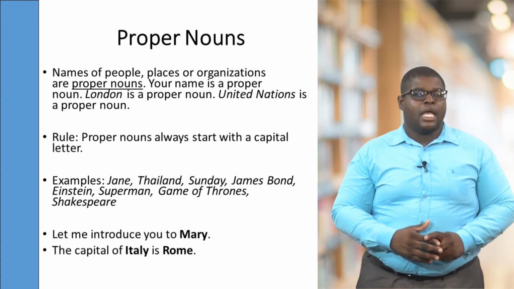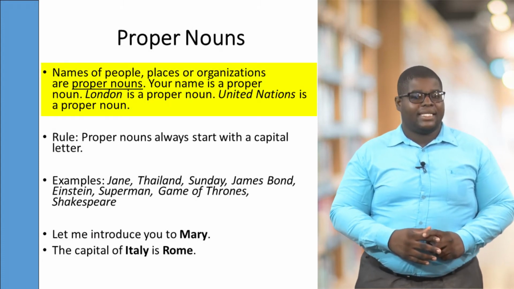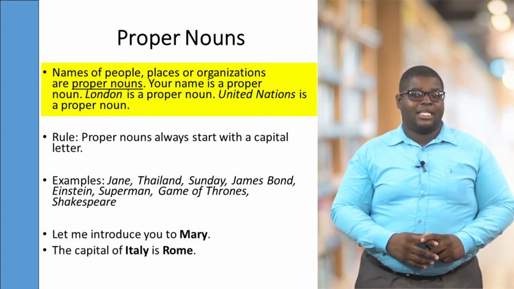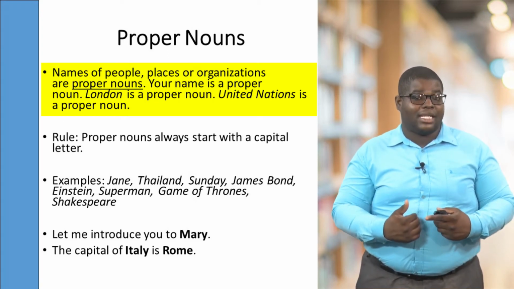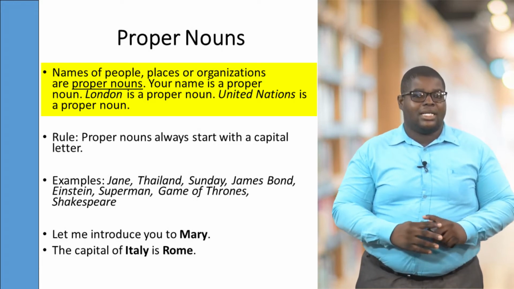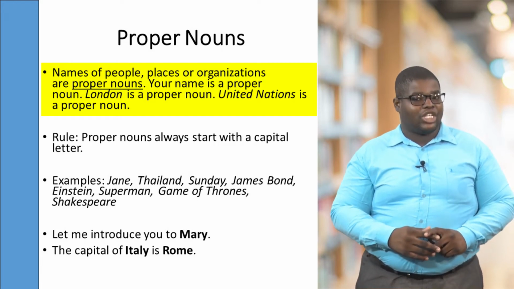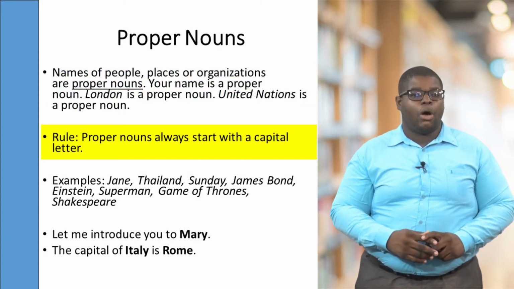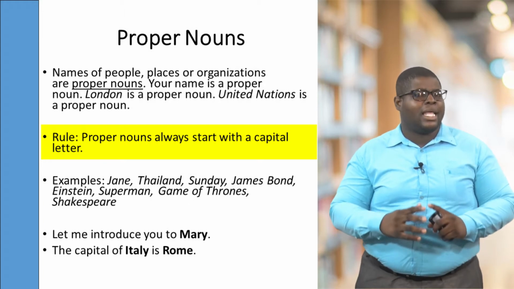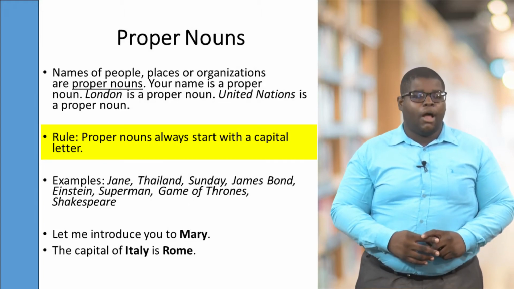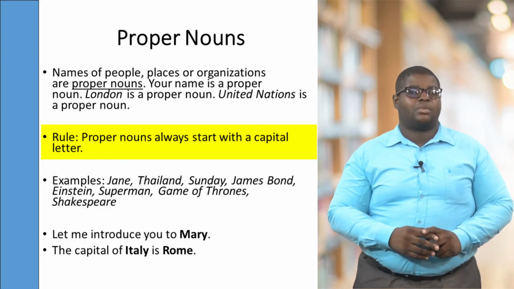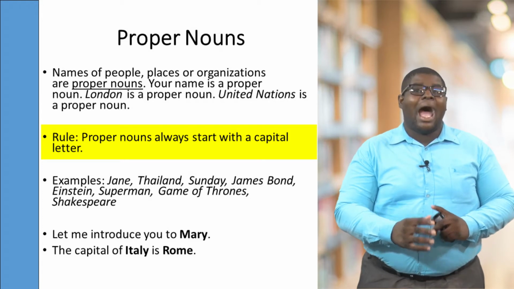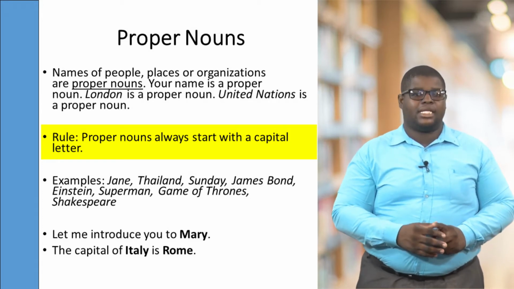Proper nouns. Names of people, places, or organizations are proper nouns. Your name is a proper noun. So my name is Jared. Jared is a proper noun. London is a proper noun. United Nations is a proper noun. Rule: proper nouns always start with a capital letter, and I want to repeat that again. Proper nouns always start with a capital letter. So this is a hint or a clue to help you identify proper nouns in sentences.